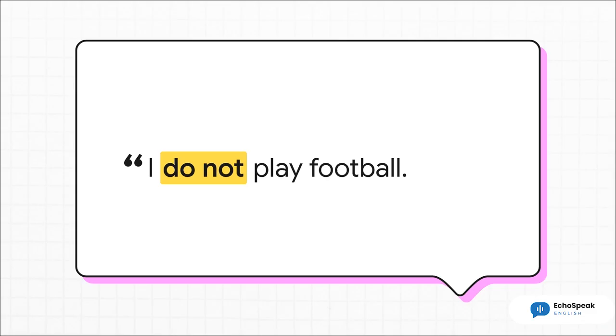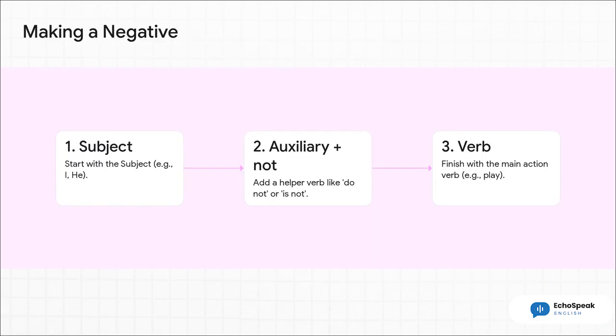Ooh, almost. For negatives, English uses a special little helper word. We say, I do not play football. Let me show you exactly how that works. Making a negative sentence is like following a simple recipe. First, you start with your subject, like I. Then you add that special helper verb, plus the word not, words like do not or is not. And finally, you just add the main verb, like play. So it all comes together as I do not play football.